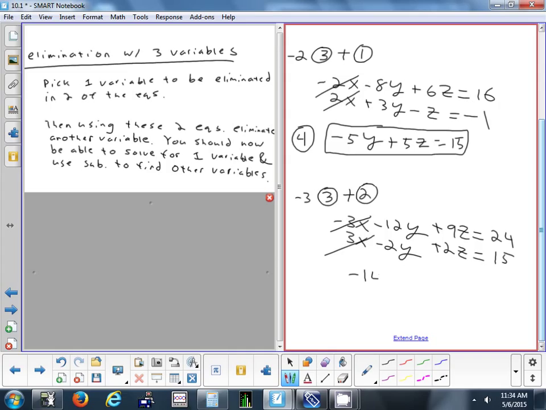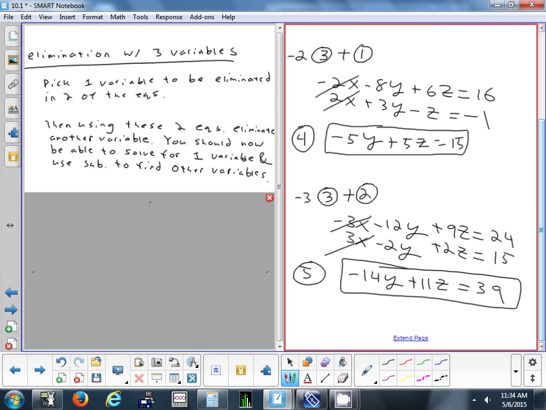All right, so we get -14y. 9 plus 2 is 11z. 24 plus 15 is 39. Okay, we'll call that one equation 5. Okay, we're done with working with equations 1, 2, and 3 for now. We're just going to work with equations 4 and 5 because it's 2 letters, 2 equations. Okay, so we took it from 3 letters with 3 equations down 1 step, 2 letters to 2 equations.